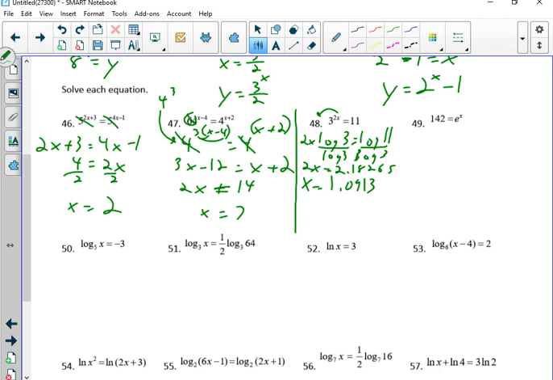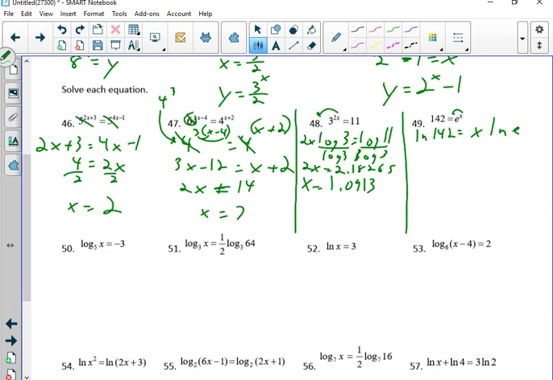It's up to you. And 49, we're going to ln both sides. So remember, the x is going to go in front. So ln of 142 is equal to x times ln e.